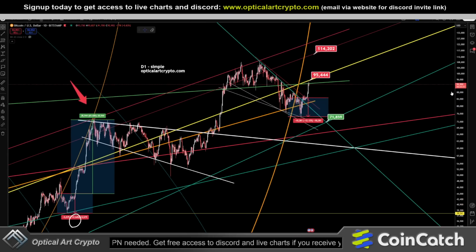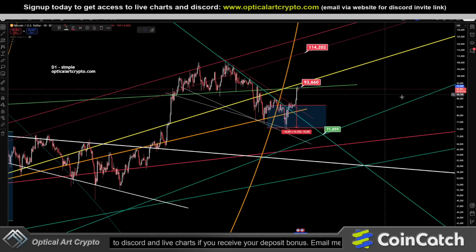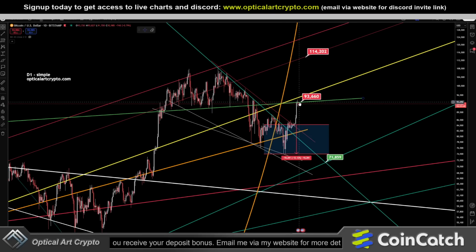But just be careful. Market makers want to trap you. They want to trick you. So just pay attention, guys. If you want a chance to short from this point, that's what I'm doing. But if we do hold above this, we're bullish to some much higher targets.